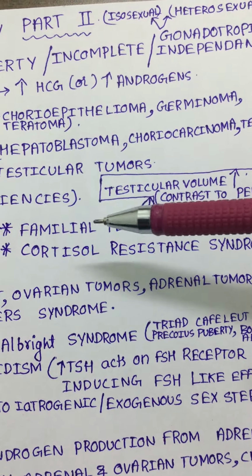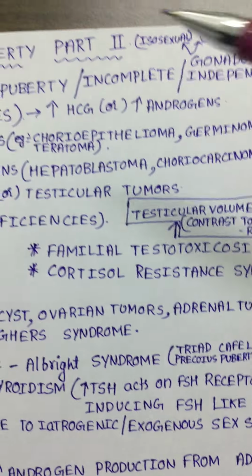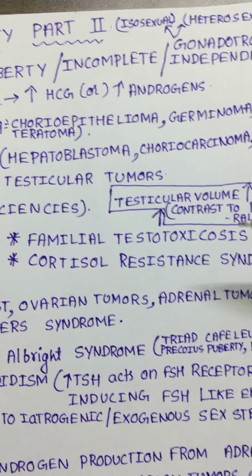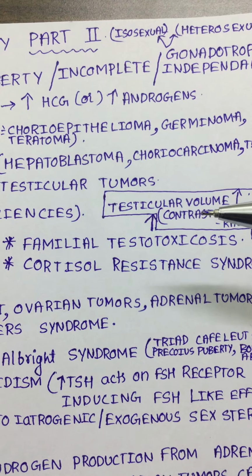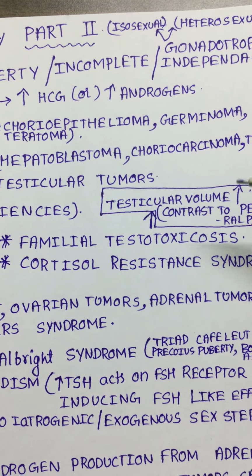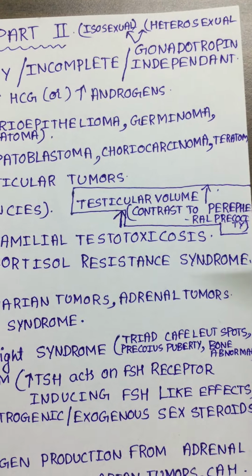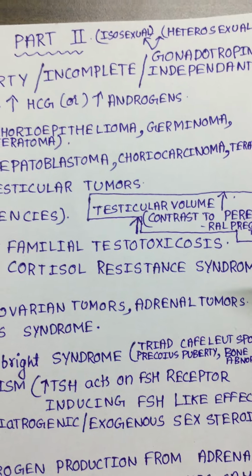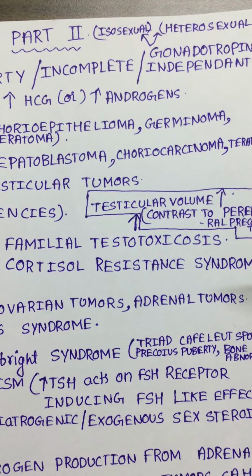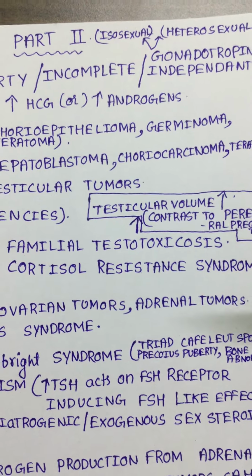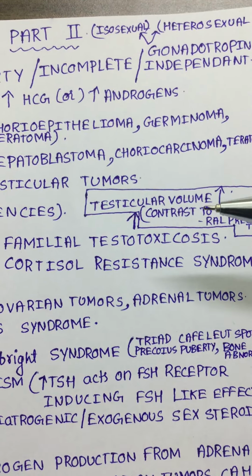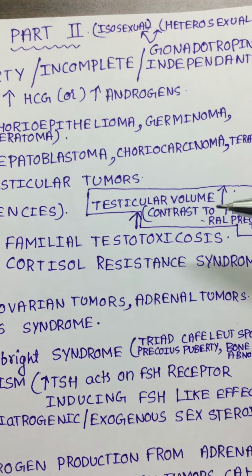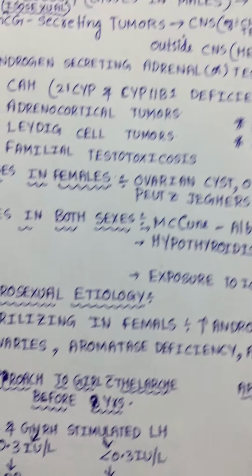But the only conditions are familial testotoxicosis and also HCG secreting tumors. In these two conditions in peripheral precocious puberty, testicular volume is high. This is in contrast to peripheral precocity, where the testicular volume is pre-pubertal, meaning less, because it's not gonadotropin dependent. I discussed the details in the previous lecture, please view it. But in familial testotoxicosis and HCG tumors, the testicular volume is high, in contrast to the other causes of peripheral precocious puberty.